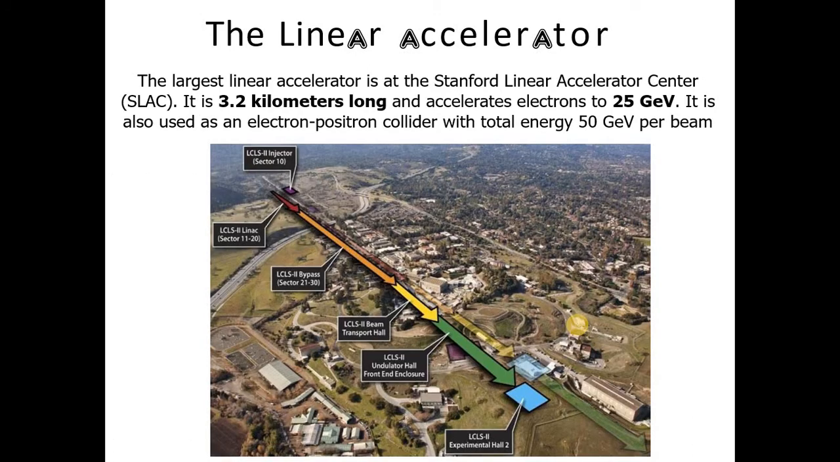The largest linear accelerator is at the Stanford Linear Accelerator Center. It is about 3.2 kilometers long and accelerates electrons to 25 gigaelectron volts. It is also used as an electron-positron collider with total energy 50 gigaelectron volts per beam.